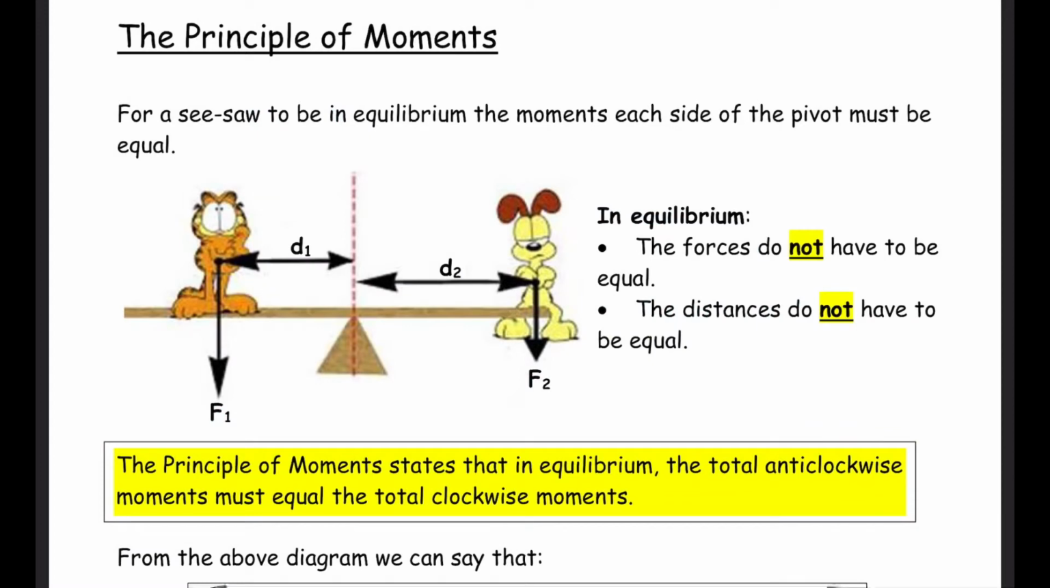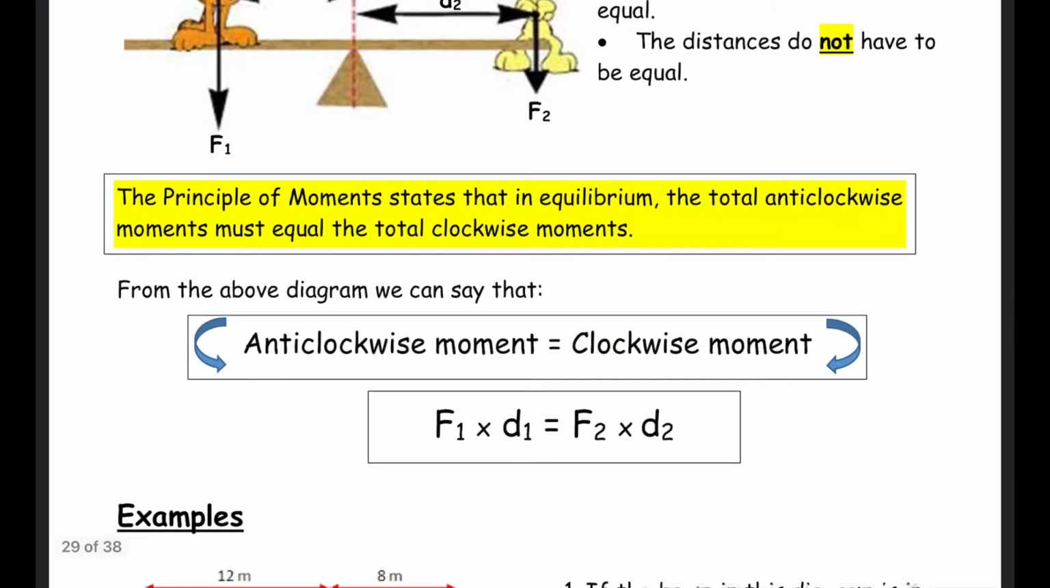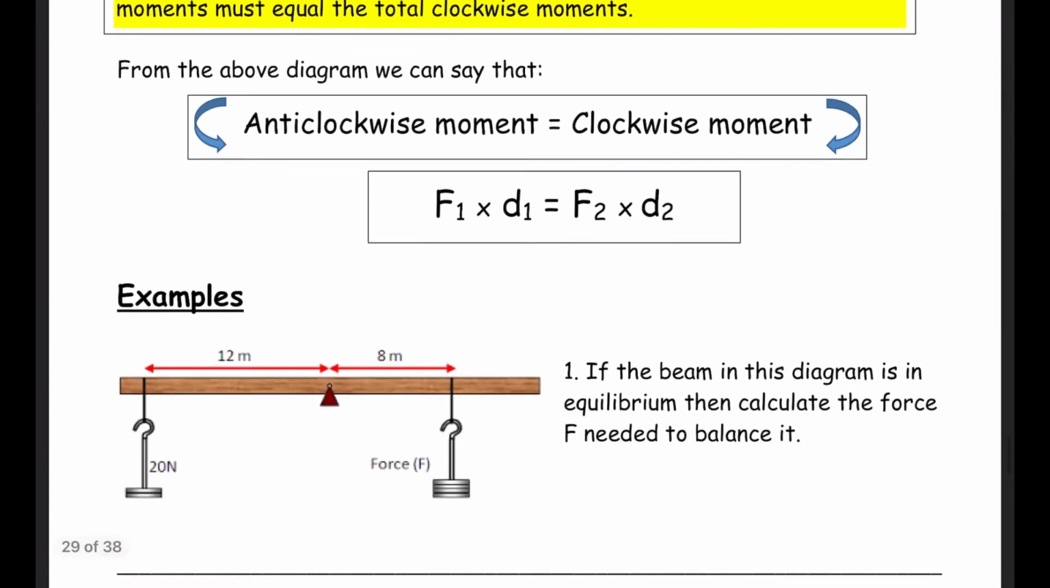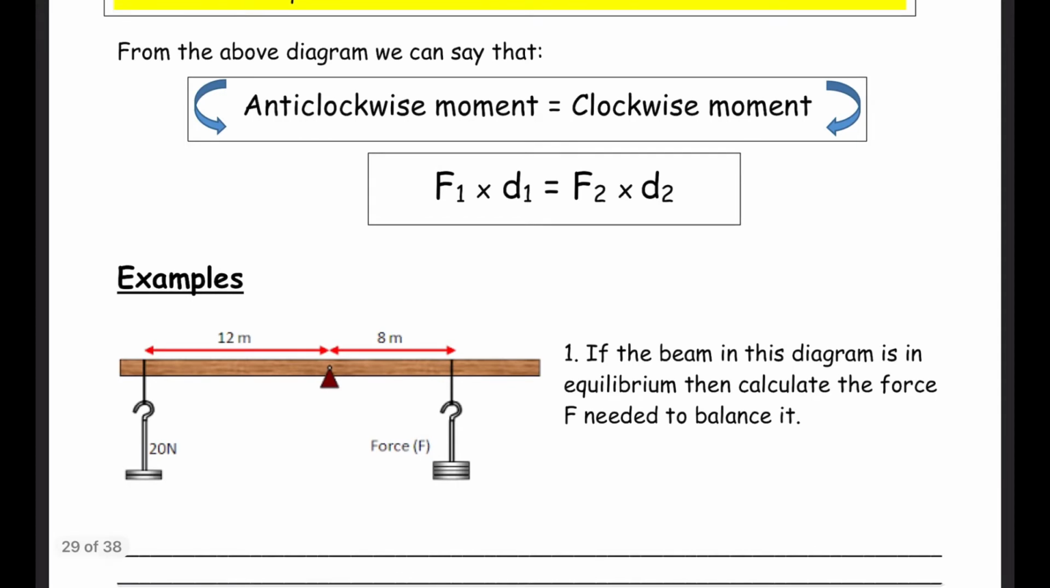In this video, you will learn about the principle of moments. The principle of moments states that the anti-clockwise moments around a pivot must be equal to the clockwise moments around the same pivot. This statement gives us a nice simple equation that we can use to calculate unknown forces and unknown distances around any equilibrium example.